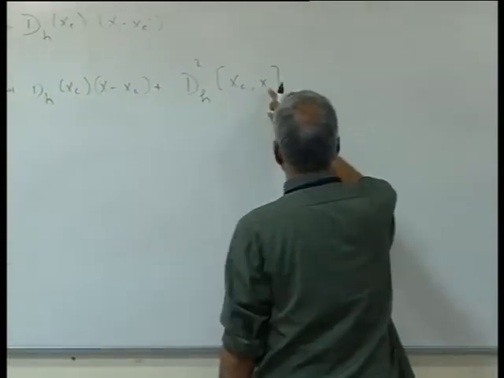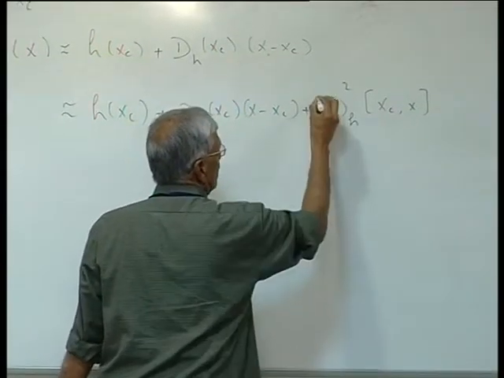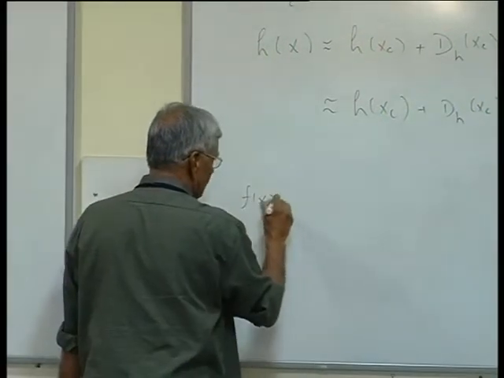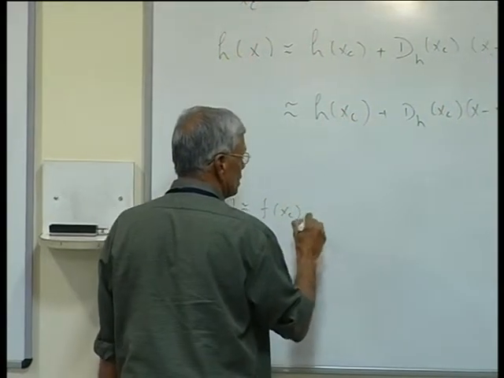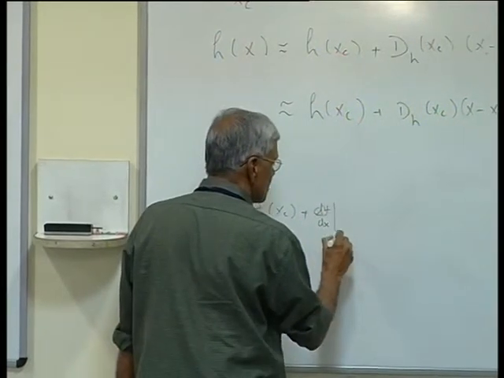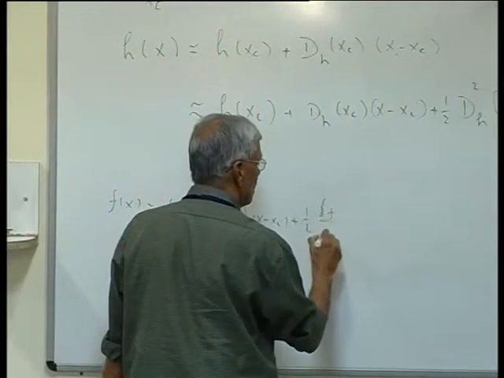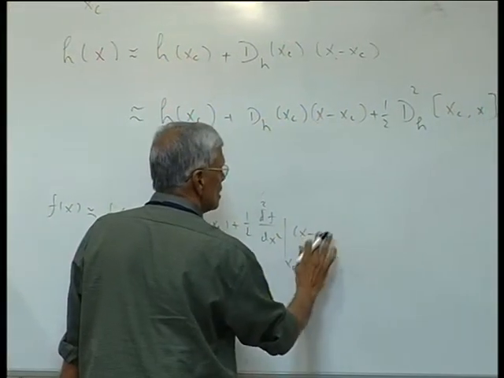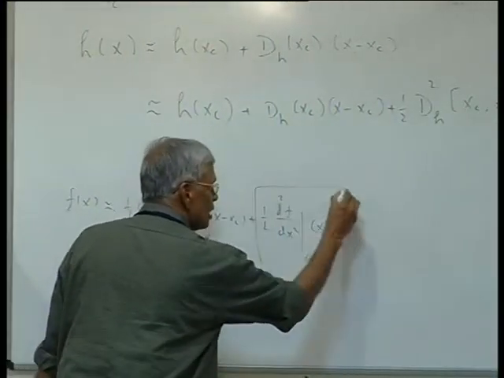So what is this? Do you remember? I would like to draw an analogy to get a half in here. You all know there's a half. So if I have a function f of x, the second order Taylor series expansion around xc is f of xc plus df by dx at xc times x minus xc plus 1/2 of d squared f by dx squared at xc times (x minus xc) squared. So I am interested in the vector analog of this.